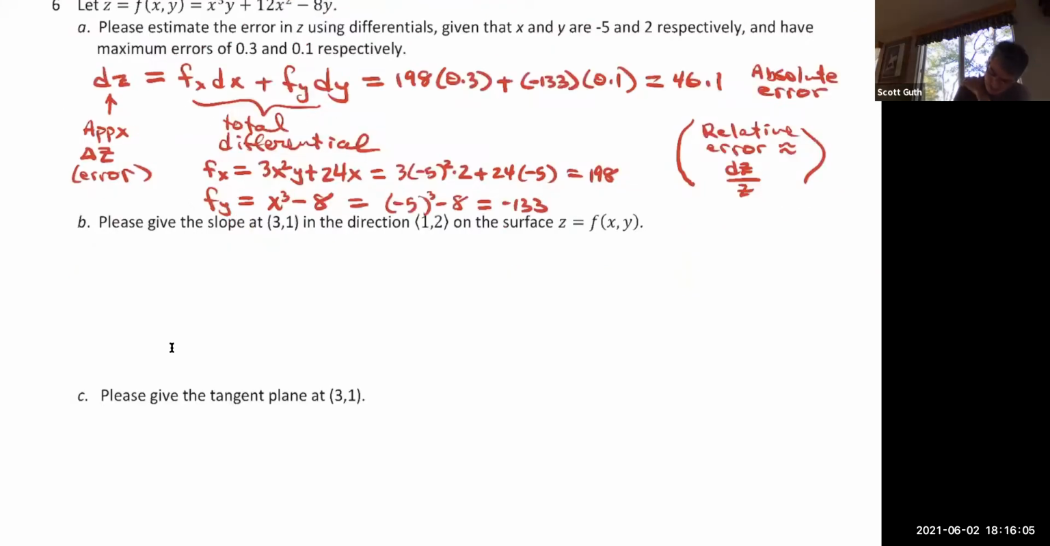So let's go to B. Just remember, if you're going to do a directional derivative, the direction vector has to be a unit vector. So you're going to take the vector 1, 2 and make it a unit vector. You have to divide by the square root of 1 squared plus 2 squared. So you could say it's 1, 2 over the square root of 5. That would be fine. Okay, any questions?